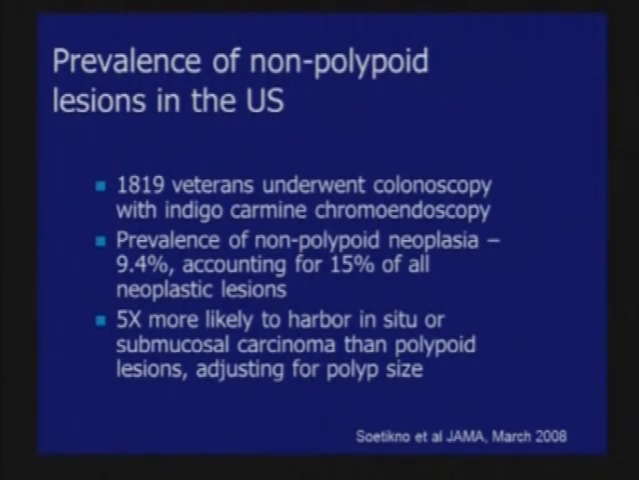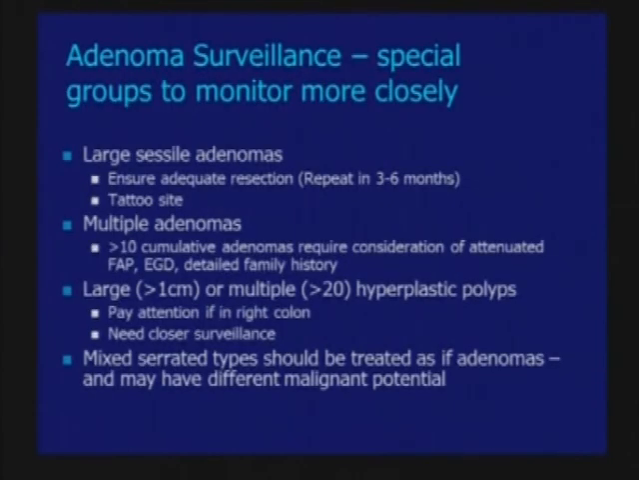And flat polyps. So I think these are probably the biggest factor in our missing right-sided polyps. They're flat lesions. They're difficult to see. You need to spend a lot of time in the right colon if you're going to be sure that we're not missing these lesions.